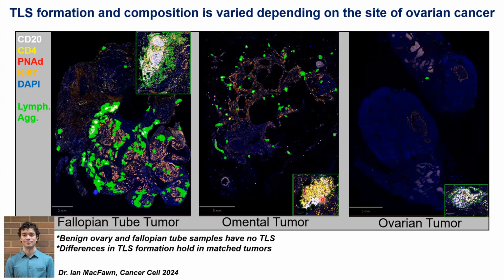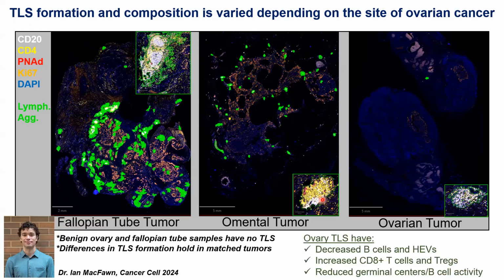So just if you have a patient that has a lot of TLS in the fallopian tube, that doesn't mean they have more in the ovary, right? The metrics that I'm going to show you stay the same even in matched patient samples. And one thing that we really noted, particularly comparing ovarian cancer TLS to the other 2 sites, were that they were wildly different. And indeed, they had less B cells and less high endothelial venules. They had more CD8 T cells and more Tregs within the structures, and they had reduced germinal centers and less B cell activity as a result, which I'll show you on the next slide.